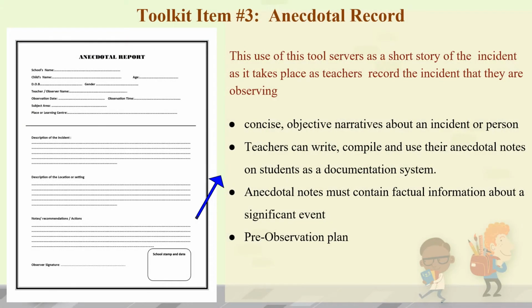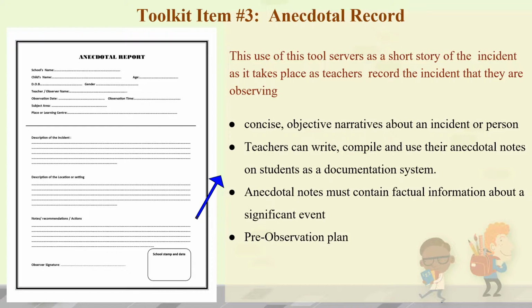I move on to toolkit number 3, which is the anecdotal record, and I would share with you the information that is needed to conduct this report. The school's name is important, the child's name, the age, the date of birth, the gender, whether it's a boy or a girl, the teacher or observer name, the observation date, the observation time, and the subject area. So whether it's during math or during language arts that you see this, you'll be able to write down during what subject area this occurred.